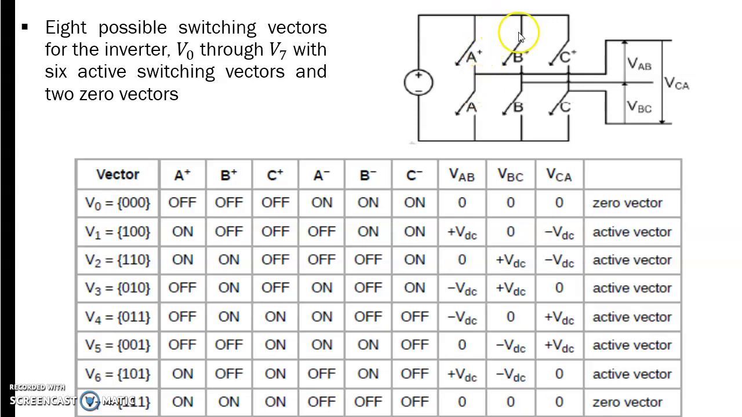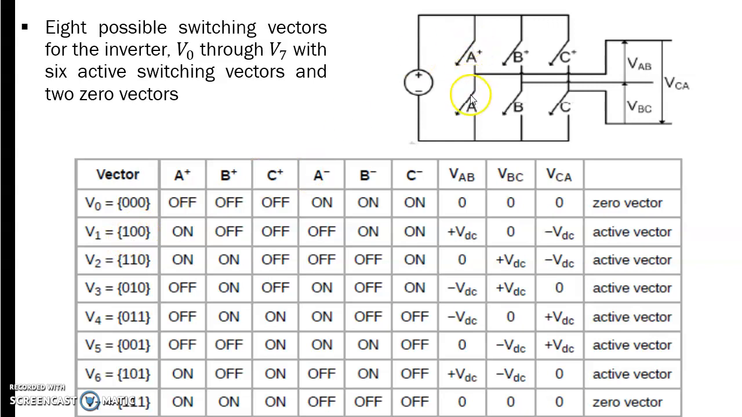Okay, and if all the switches are on, there will not be any output voltage. That is this state 1 1 1. And if all the switches are off, that means 0 0 0. So in these 2 cases, V0 and V7, there will not be any output voltage. So it is known as zero vector.